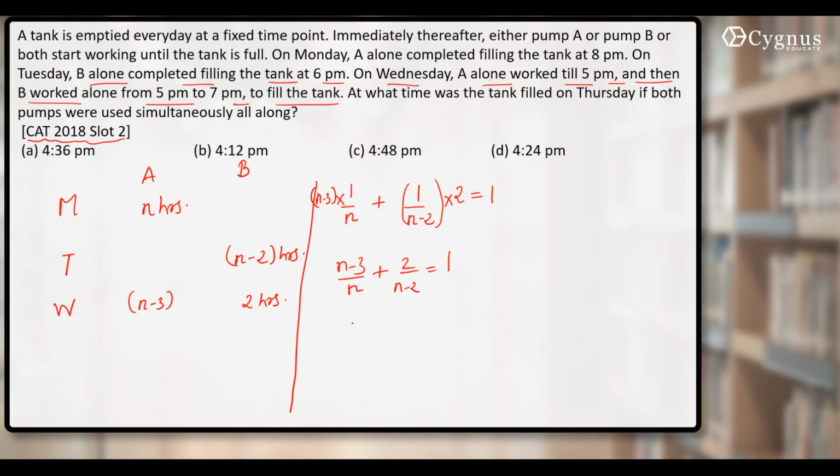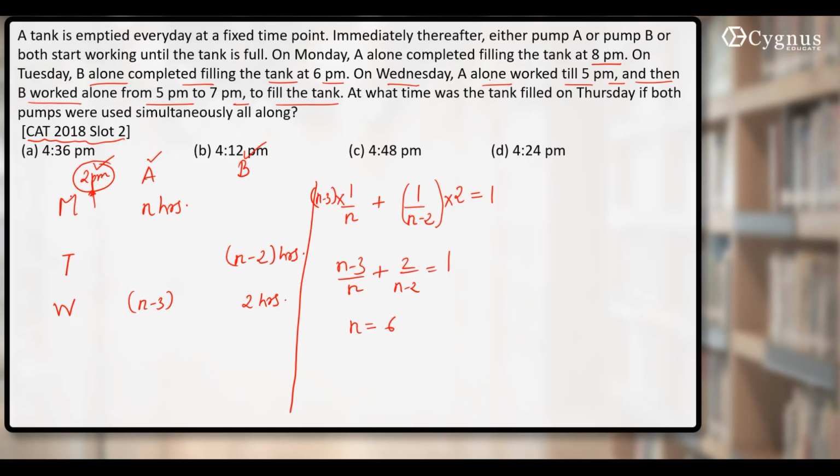After solving this, what you'll get? You'll get N is equal to 6. Now N is equal to 6. That means A will be taking 6 hours to fill the whole tank. And it gets filled at 8 pm. That means the tap was on at 2 pm, because 2 pm plus 6 will give you 8 pm. So every day the tank gets emptied at 2 pm. And either I'll start filling it using pump A or pump B. So this is the starting time of pump A or pump B.